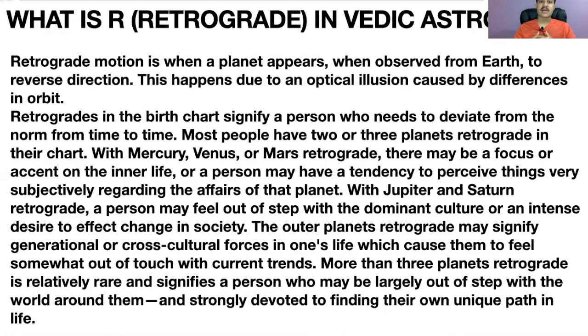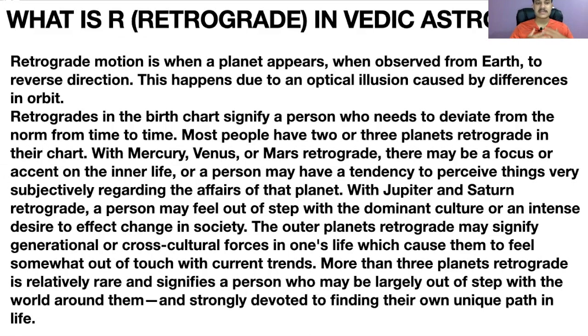Now, what is R or retrograde in Vedic astrology? Retrograde motion is when a planet, observed from the Earth, appears to reverse direction. This happens due to an optical illusion caused by differences in orbit. Retrogrades in the birth chart signify a person who needs to deviate from the normal form from time to time. Most people have two or three planets retrograde in their chart, with Mercury, Venus or Mars retrograde. There may be a focus on the inner life, or a person may have a tendency to perceive things very subjectively regarding the affairs of that planet.